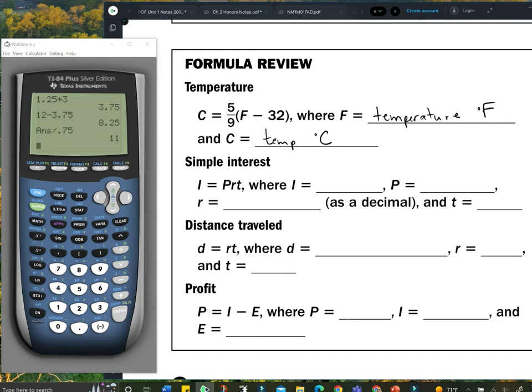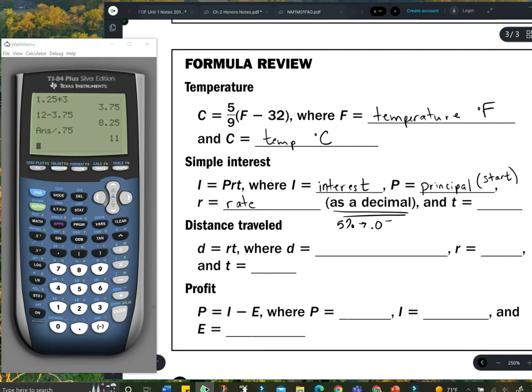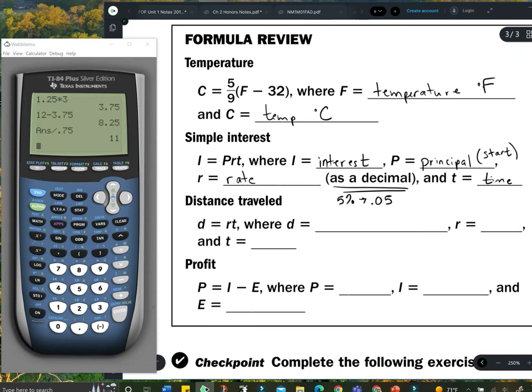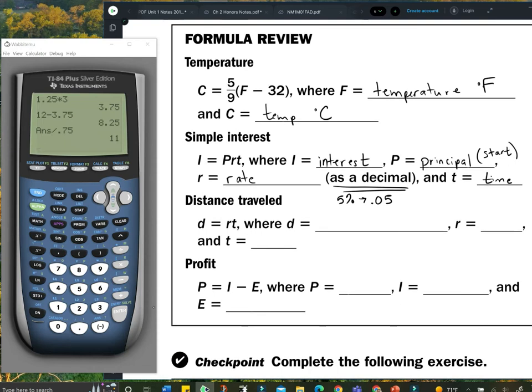Okay, interest, here's a good one. I is also known as the interest. And we have the principal for P. That's also the starting amount. We have the rate for R. We call that the interest rate as a decimal. So something like 5% is 0.05. We'll see some of that. And T stands for time.